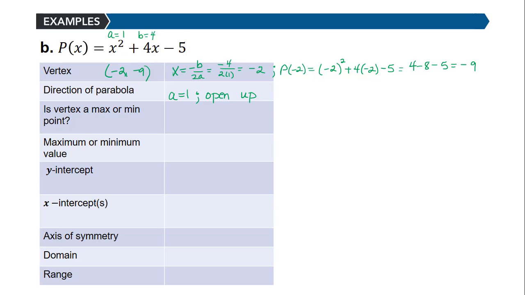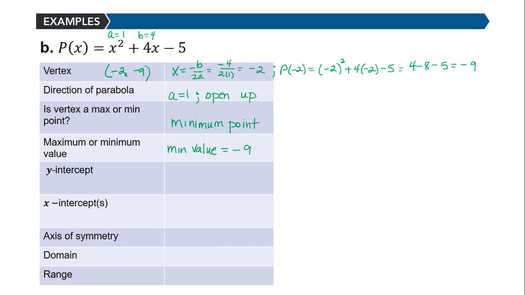Does this make the vertex a max or min? Well, because it's opening up, the vertex is going to be the lowest point, which makes the vertex a minimum point on the graph. And therefore, we have a minimum value, which is the y value of the vertex, which is negative 9. There's no maximum value because the graph extends infinitely up.